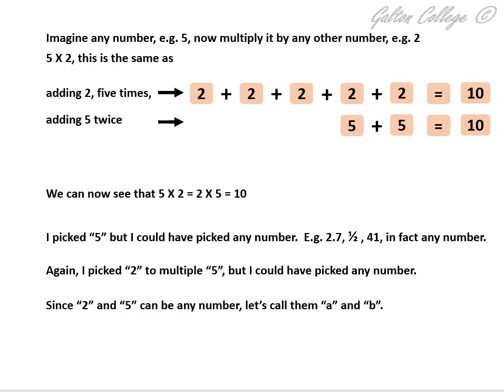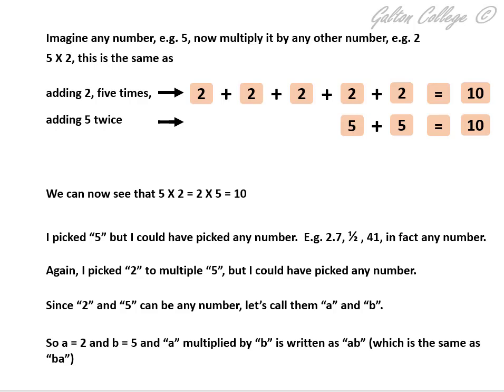Now, since these were any numbers, instead of calling it 2, I could have called it A. And instead of calling it 5, I could have called it B. So A could equal 2 and B could equal 5, and A multiplied by B is written as AB, which obviously is the same as BA, because we've just shown this up here. When I reverse them, I get the same number. So AB down here is the same as BA.